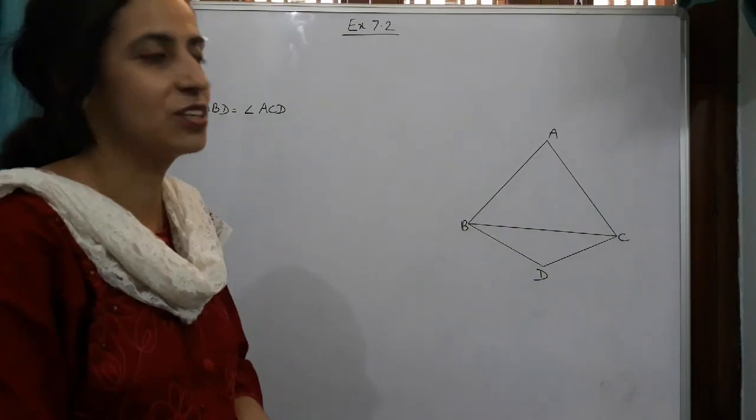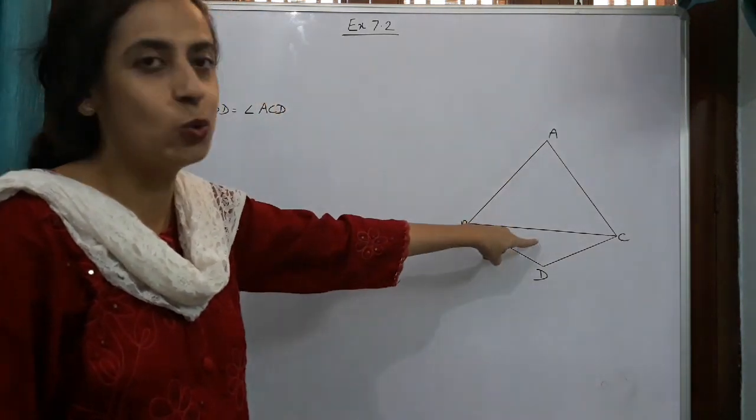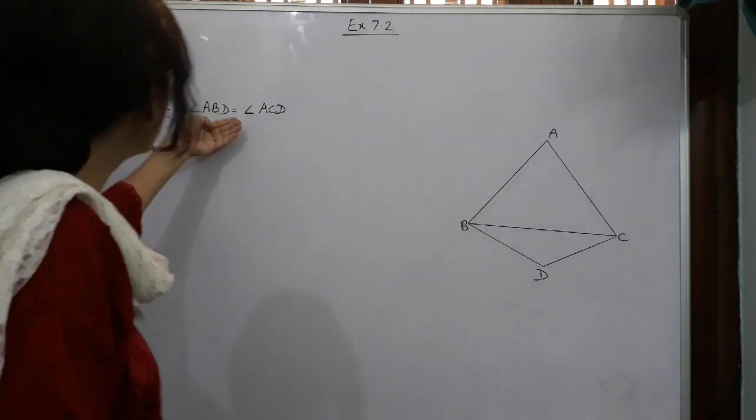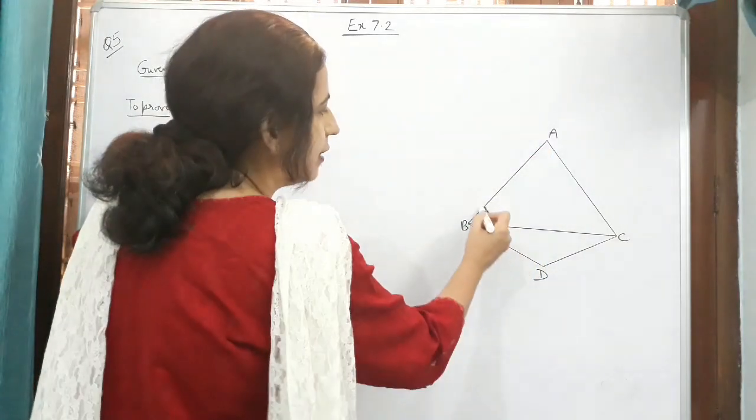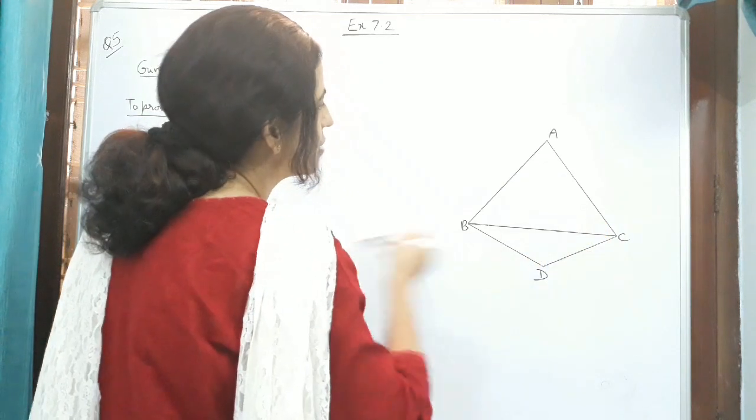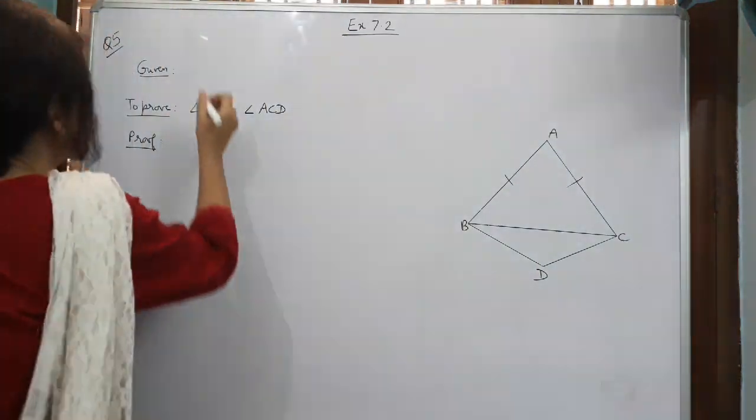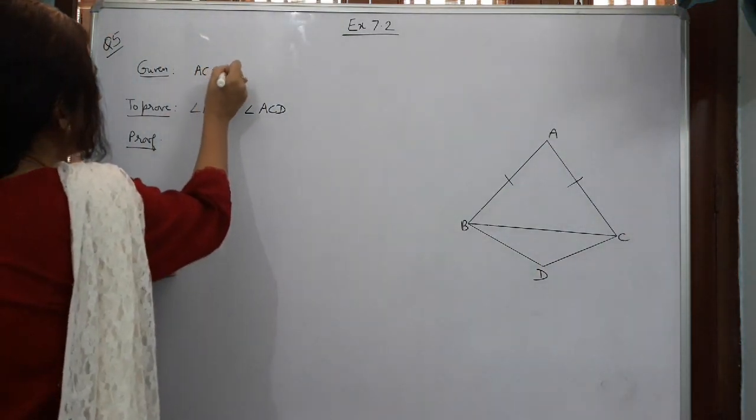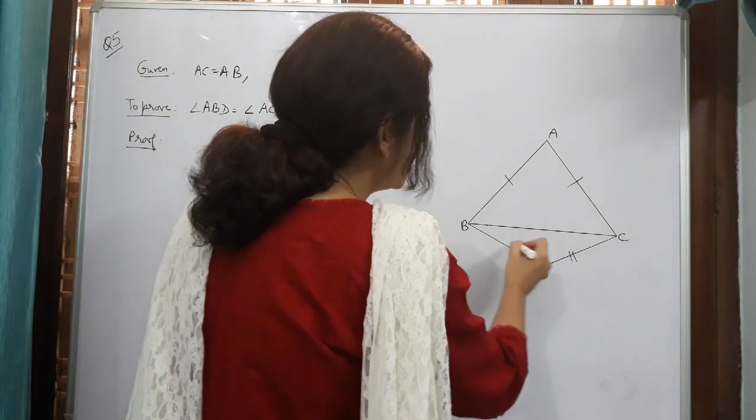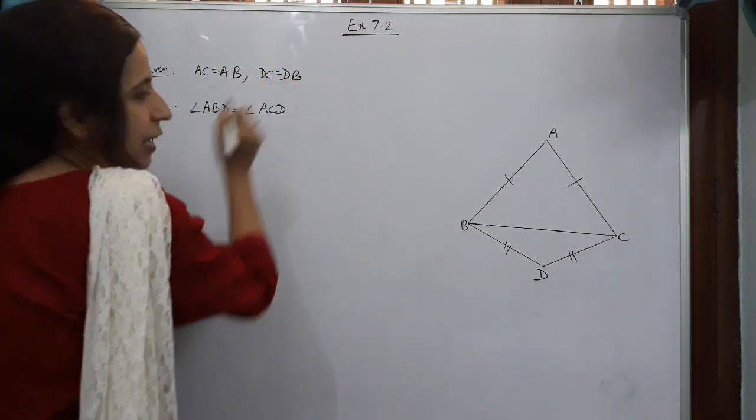In the next question, it is given to us that ABC and DBC are two isosceles triangles on the same base BC. Then we have to prove that angle ABD, that is this complete angle, is equal to angle ACD. So let us write down given over here. This is an isosceles triangle. ABC is an isosceles triangle. So AC is equal to AB is given to us. DBC is an isosceles triangle. So DC is equal to DB is also given to us.